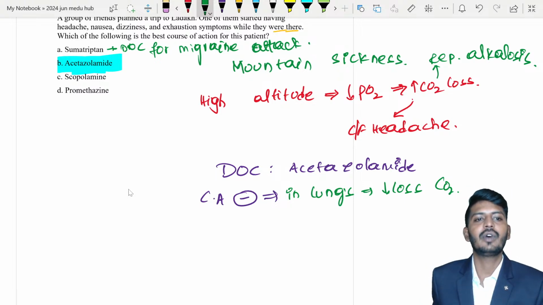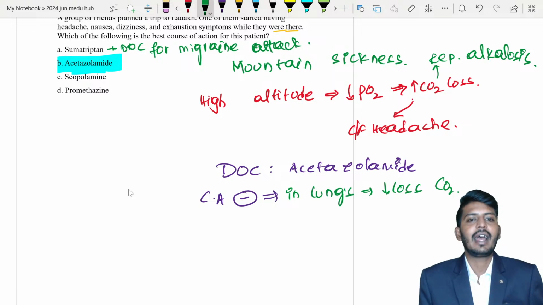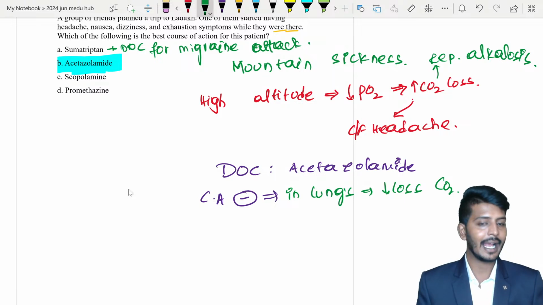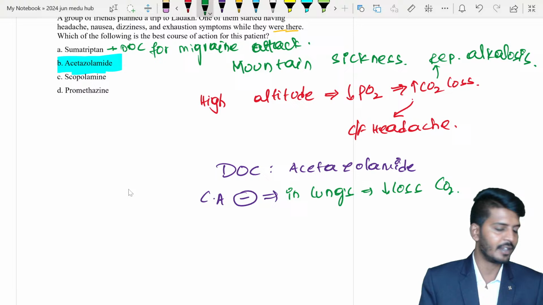Triptans are the drug of choice for a very important condition. That is for the migraine attack, acute attack of migraine. Very good answer, Rinkesh Kumar.